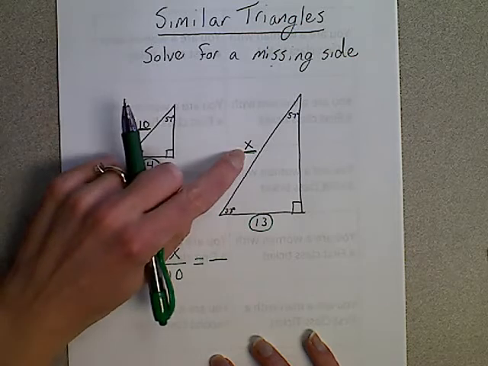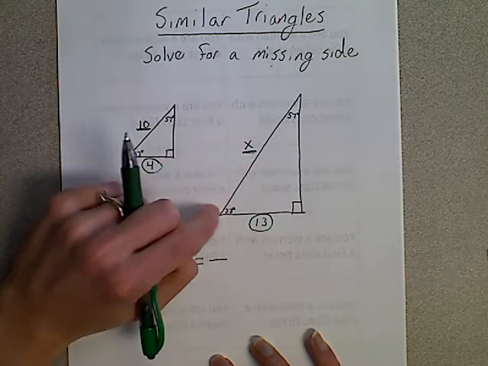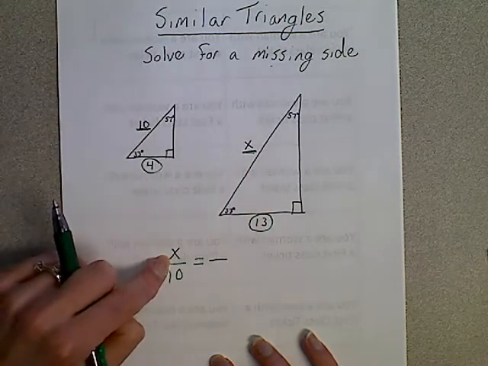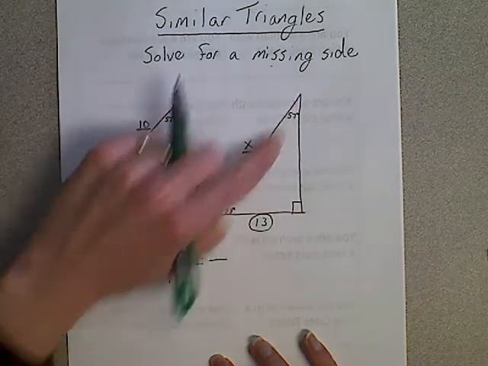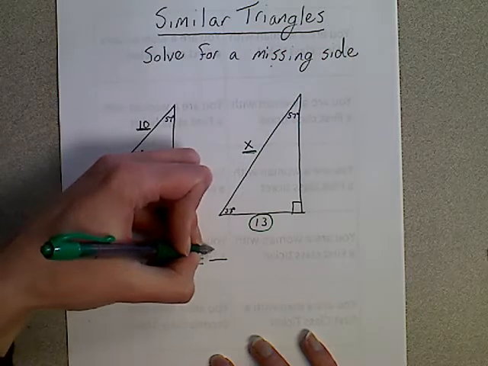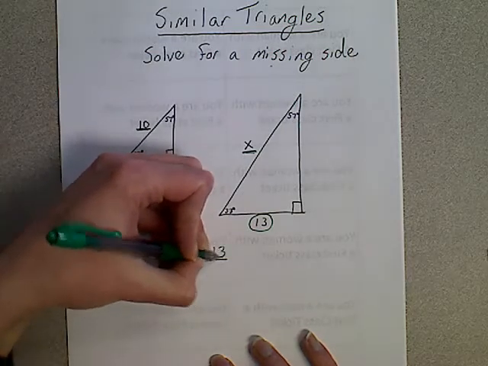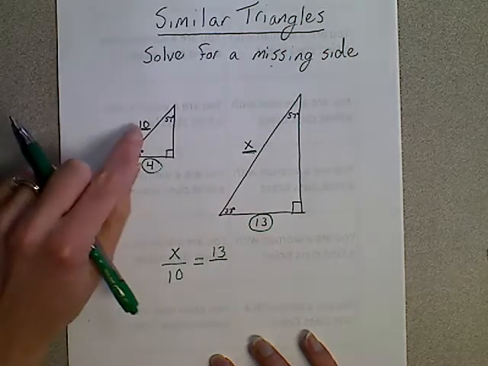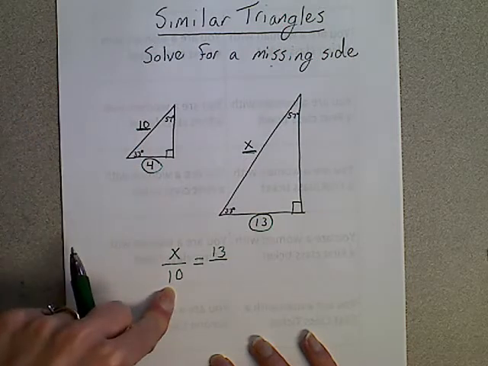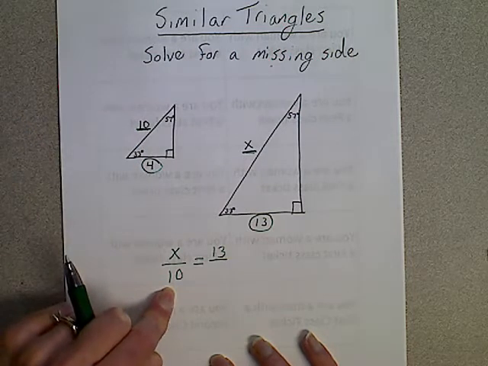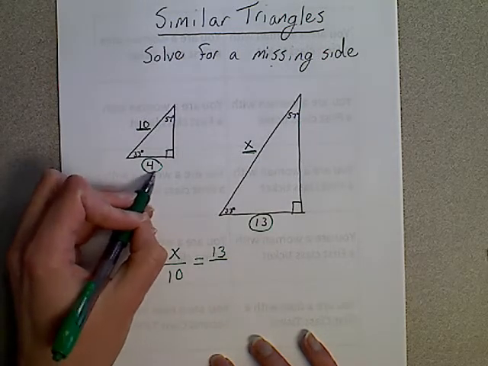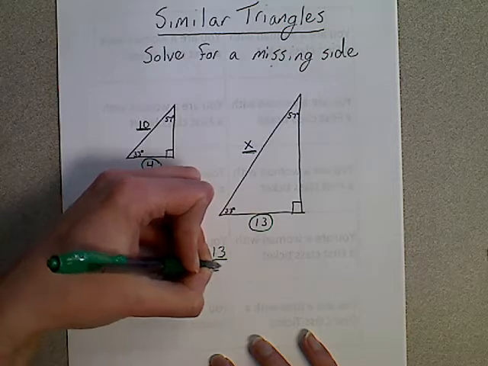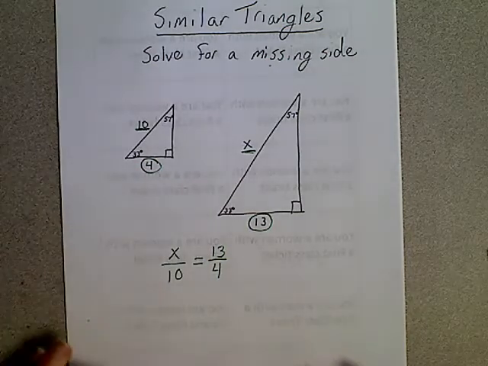Since the x from this large triangle is on top of our first fraction, the 13, which is also on our large triangle, must also go to the top of our fraction. And since 10 is on the bottom of our first fraction, it will need to use then the 4 for the bottom of this fraction.